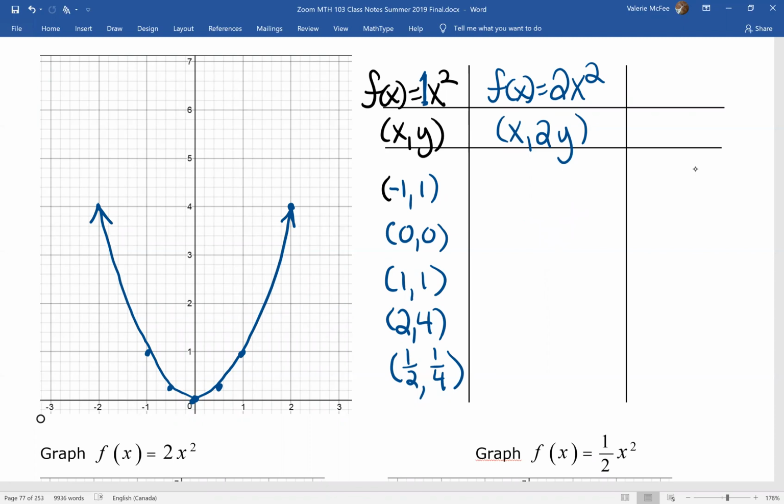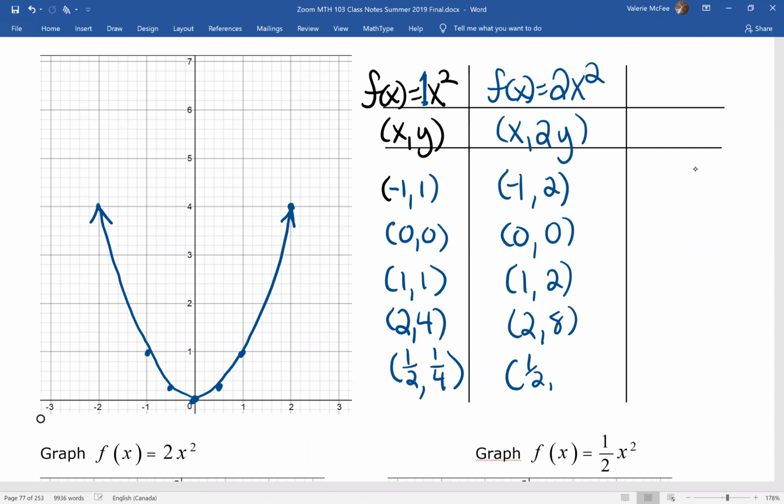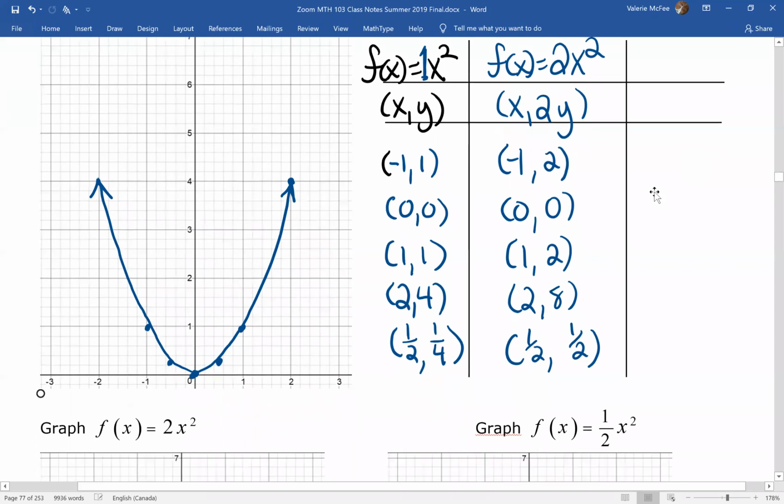So we know that our x values are staying the same, and it's 2 times y. X is the same, 2 times y. Let's graph these points and see what this looks like.